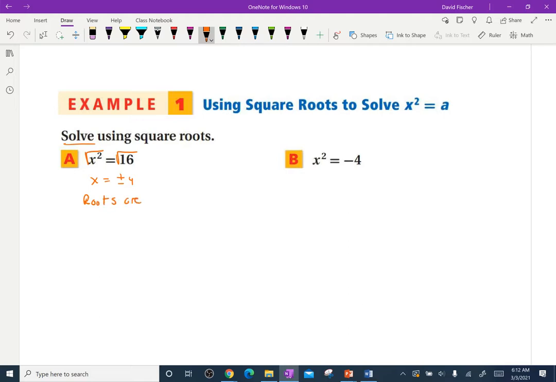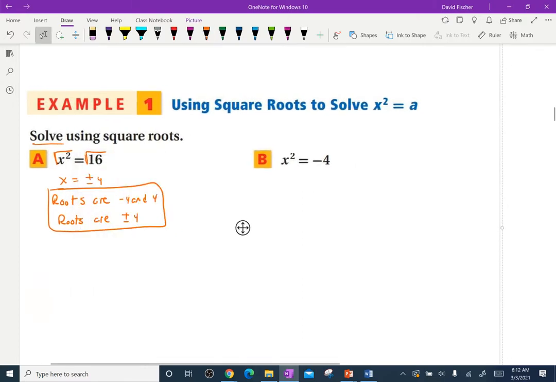negative 4 and 4. And I don't care if you wrote it this way, if they're both the same numbers. If you wrote plus minus 4, but you must write roots are. That's what we're finding. X equals plus minus 4 doesn't tell us that we're finding roots.